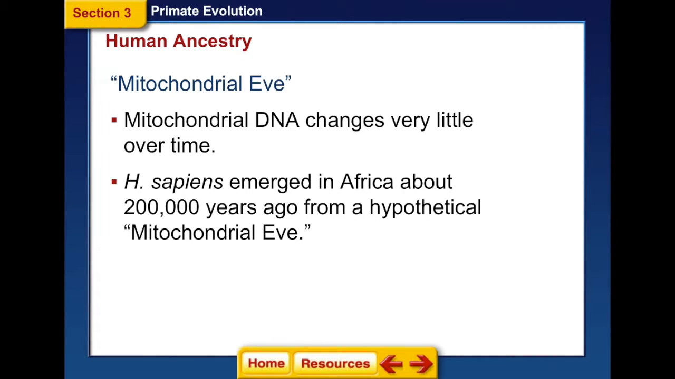So our mitochondrial DNA can be traced back to basically a single human that had it hundreds of thousands of years ago. And we say that Homo sapiens emerged from Africa about 200,000 years ago. And that very first Homo sapiens from which we all came 200,000 years ago has been given the hypothetical name of mitochondrial Eve.